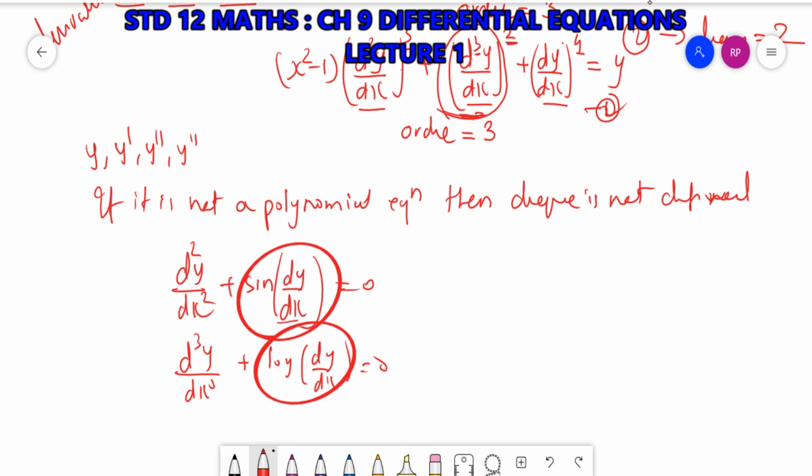Here it's sine of dy by dx, which is the angle. So here the degree is not defined, but the order is defined.